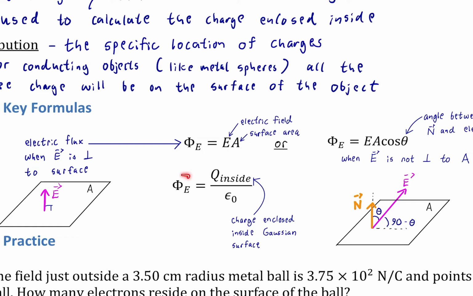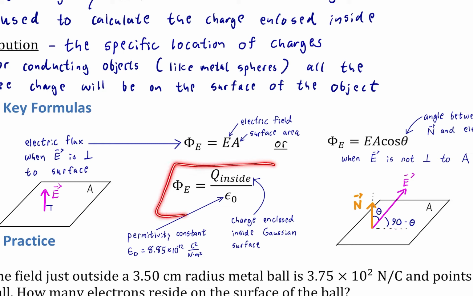Electric flux is equal to the enclosed charge divided by the permittivity constant. Okay? So the permittivity constant is this. Now, it might not be immediately obvious why this is the case from what we're talking about.